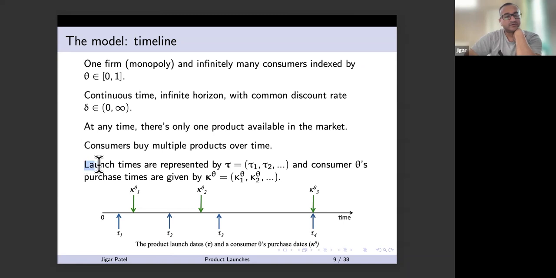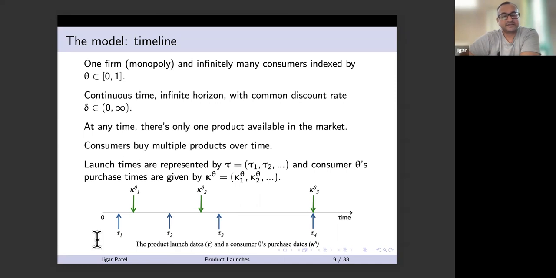Launch times: the firm launches products, and these launch times are represented by the vector tau. Bold Greek letters are vectors. So tau 1, tau 2, up until tau infinity. And consumer theta's purchase times are given by kappa. Let's say I am a customer. I bought my first phone at time kappa 1, then I bought my second phone at kappa 2, and so on and so forth.